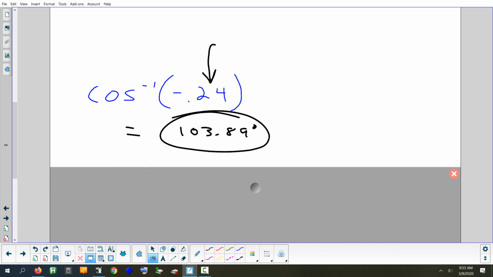Now, you could try to use the table for that one, but you're not going to find negative 0.24 in the table. That's why we didn't use it. Okay, so once you start using the table, you just got to get used to what kind of numbers you can look for and which ones you can't. Negative 0.24, you can't. It's not it.